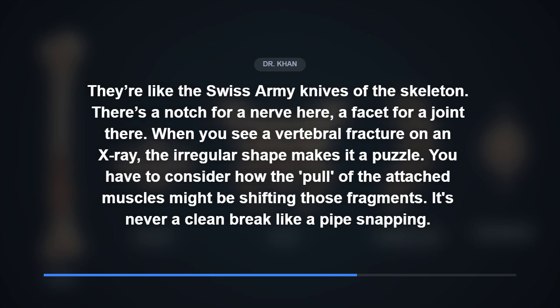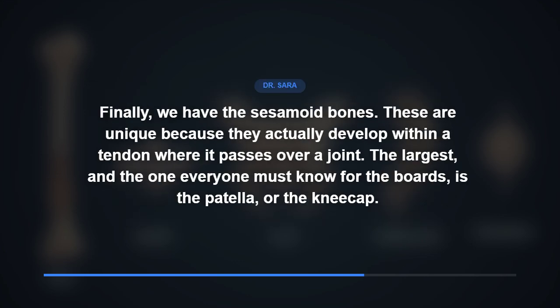When you see a vertebral fracture on an X-ray, the irregular shape makes it a puzzle. You have to consider how the pull of the attached muscles might be shifting those fragments. It's never a clean break like a pipe snapping.